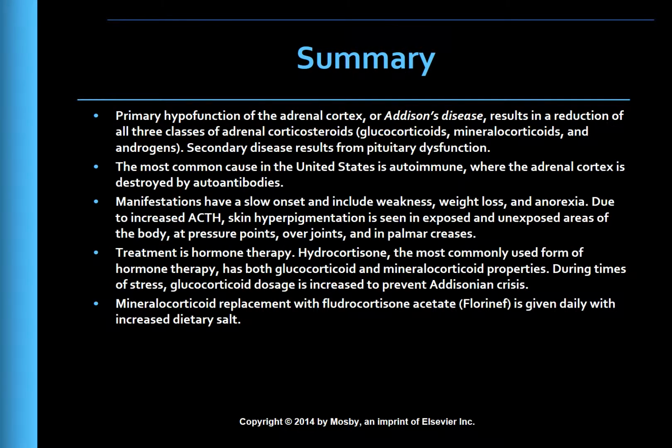Thus, in summary, primary hypofunction of the adrenal cortex, or Addison's disease, results in a reduction of all three classes of adrenal corticosteroids, namely glucocorticoids, mineralocorticoids, and androgens. Secondary disease results from pituitary dysfunction. The most common cause in the United States is autoimmune, where the adrenal cortex is destroyed by autoantibodies.